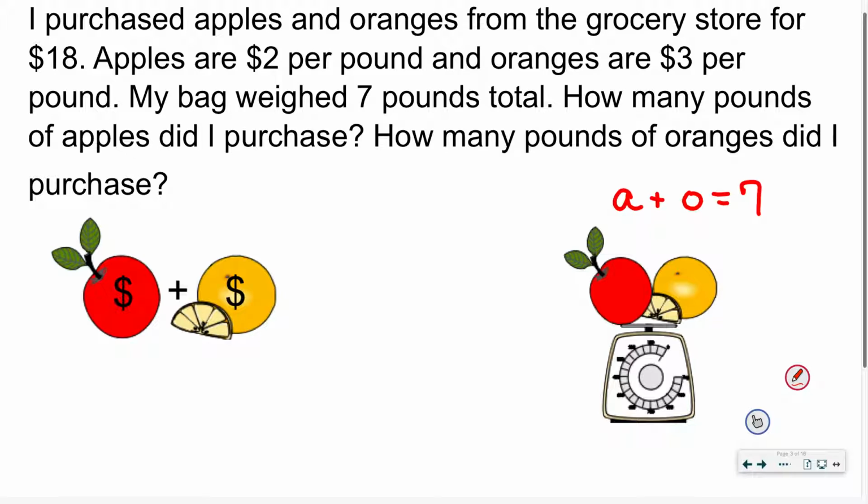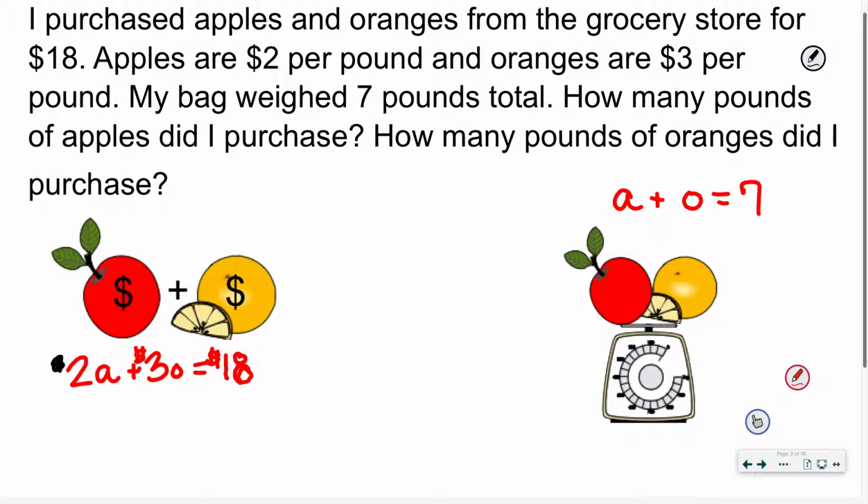How about the cost? What equation can we come up with for the cost? 2A plus 3O equals 18. If you have a hard time identifying what to put where, notice that we're talking about $2 per pound and $3 per pound to 18, and then we're dealing only with money here. So that might help you to organize your thoughts into an equation.